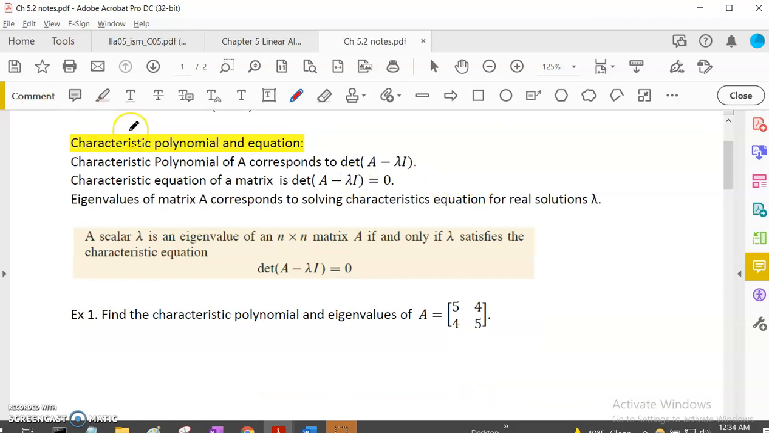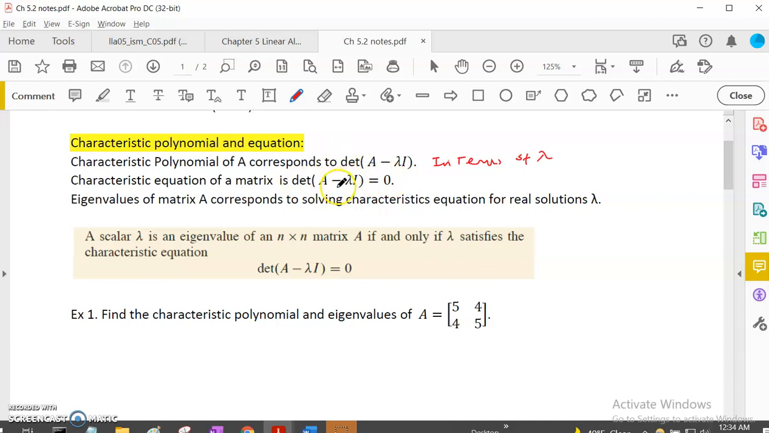So this is where the characteristic polynomial comes from. The characteristic polynomial is the determinant of A minus lambda I, an expression you can use to calculate the determinant of A minus lambda I, in terms of lambda. And the characteristic equation is this particular determinant equal to 0.